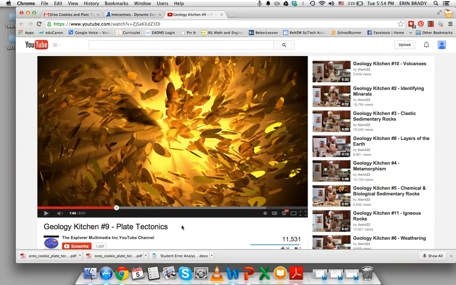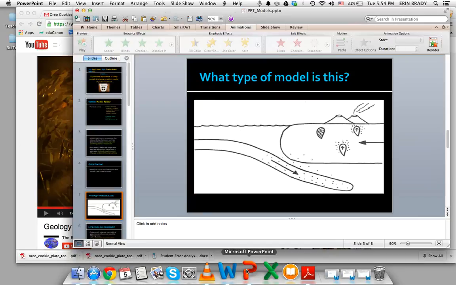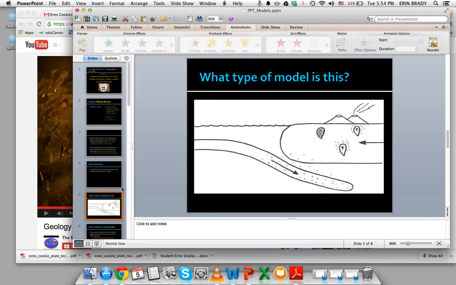All right, guys, so what type of model was that? And turn and talk to your partner to explain why that model was created. What is it trying to make simpler? What concept that we've talked about in class?